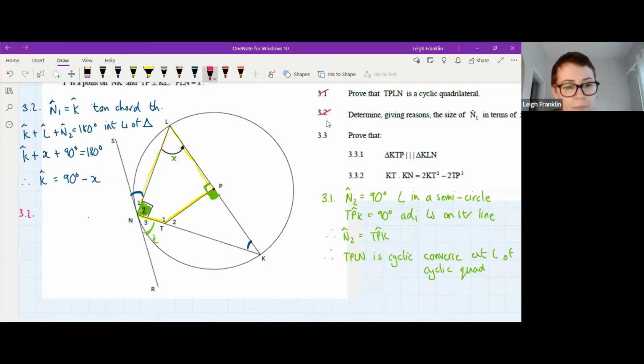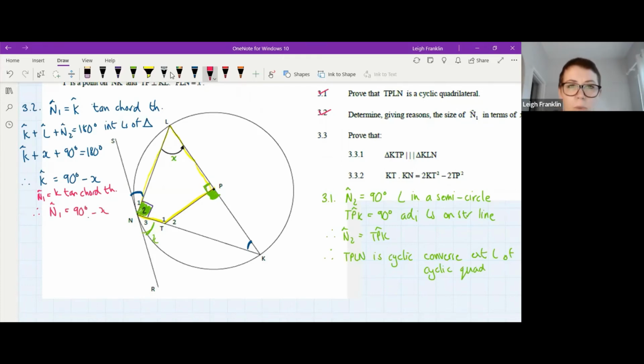Correct me if I'm wrong, but they did ask for N1 in the question before. So we cannot give them an answer based on K. We are going to have to continue that and say, therefore, N1. Yes, sorry. So N1 is equal to K because of tan chord. Thanks, Coco. Sometimes the old brain doesn't work so well. And therefore N1 is equal to 90 minus x, absolutely.